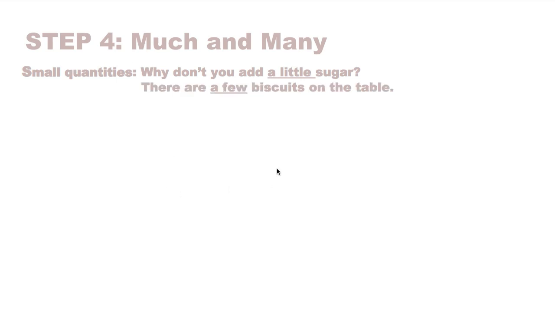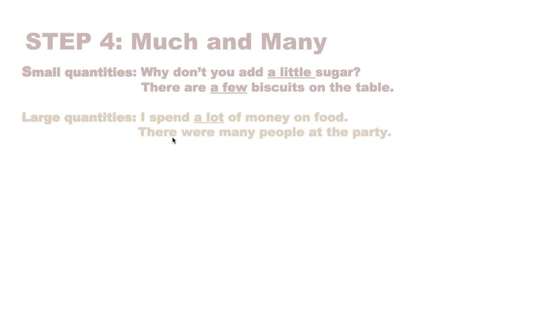So I want to take this a step further and just clarify that when you're dealing with small quantities, we've looked at examples like a little and a few, okay? And when you are dealing with large quantities, we've looked at examples like a lot of money. We also looked at examples like many in the sentence. There were many people at the party.